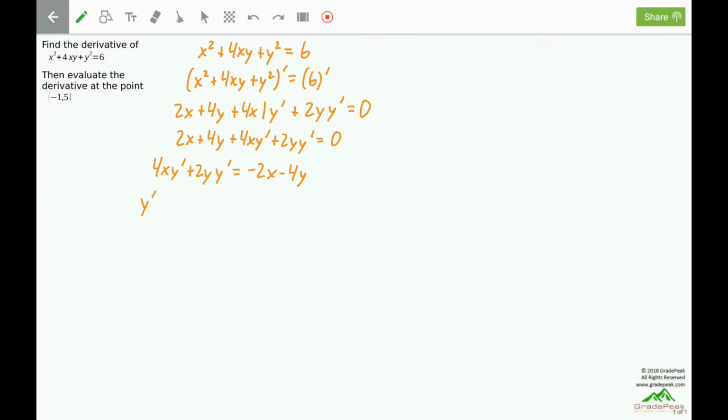We can now factor the y prime out on the left side, and that will give us y prime times 4x plus 2y equals negative 2x minus 4y. And we will divide, so y prime equals negative 2x minus 4y divided by 4x plus 2y.